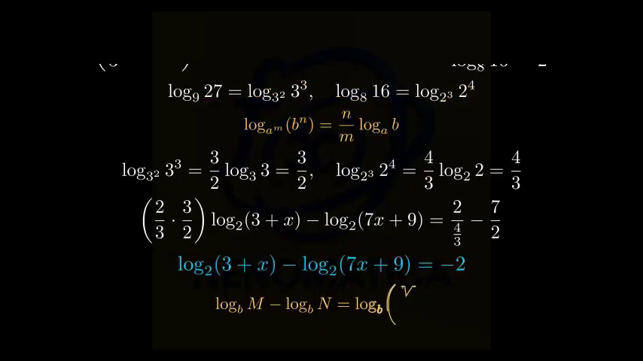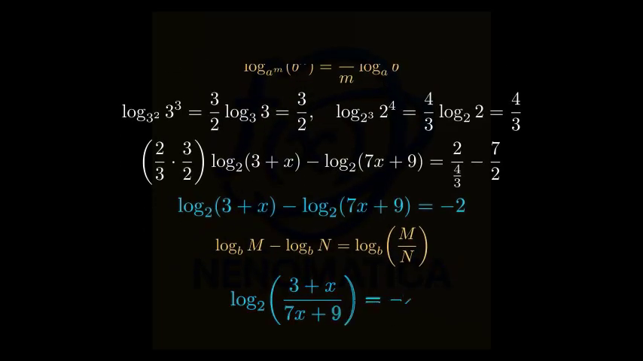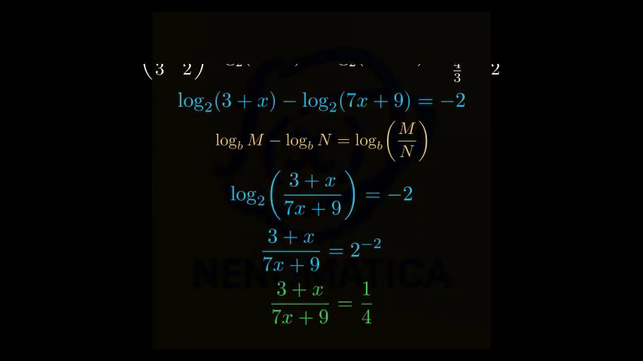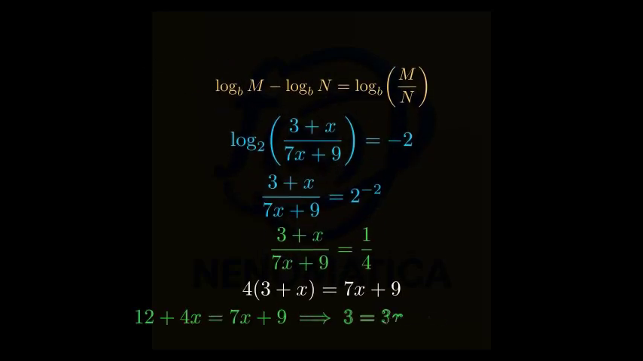Apply the quotient rule: log of m minus log of n equals log of m over n. Convert from logarithmic to exponential form. Log base 2 of something equals negative 2 means the something equals 2 to the negative 2, which is 1/4. Cross-multiply to solve for x: 4 times the numerator equals the denominator.